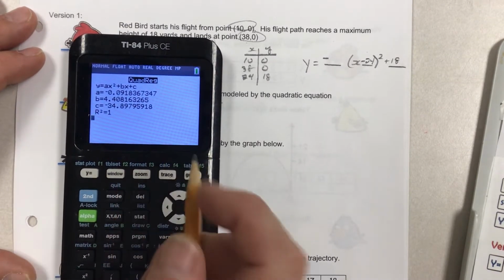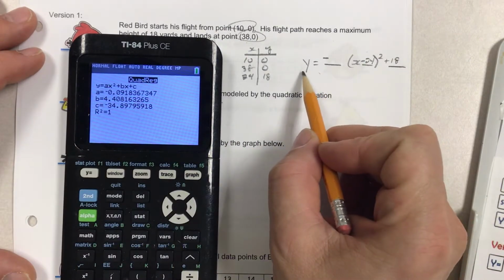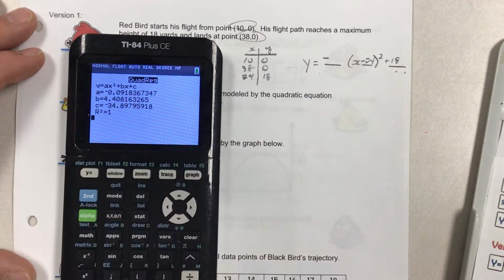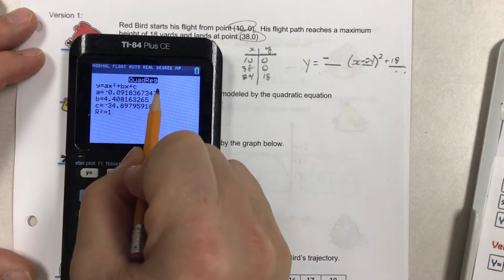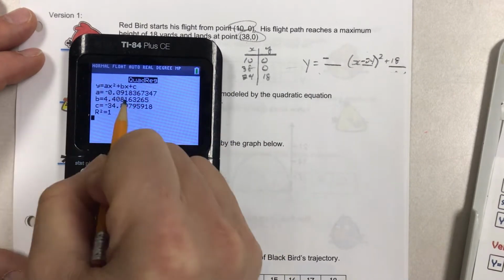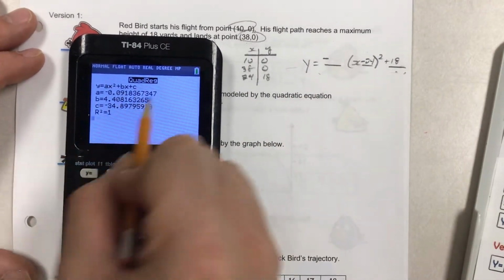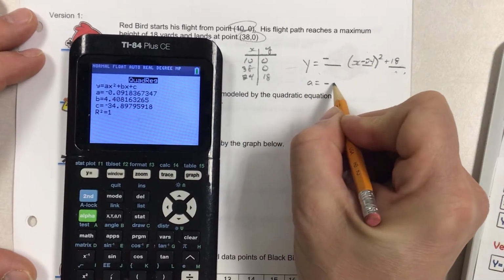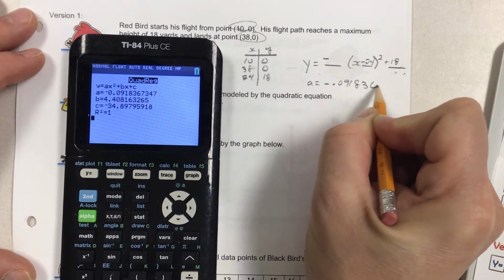And since we did, all we care about, this is in the wrong format. This is not in standard format. This is standard format. These calculators don't put it in standard format, but the A value in general format, the ABC format, is the same in general and in standard. So that's all we're going to do: pick out that A. I'm going to write it down here. A is equal to negative 0.091836. That's pretty close.